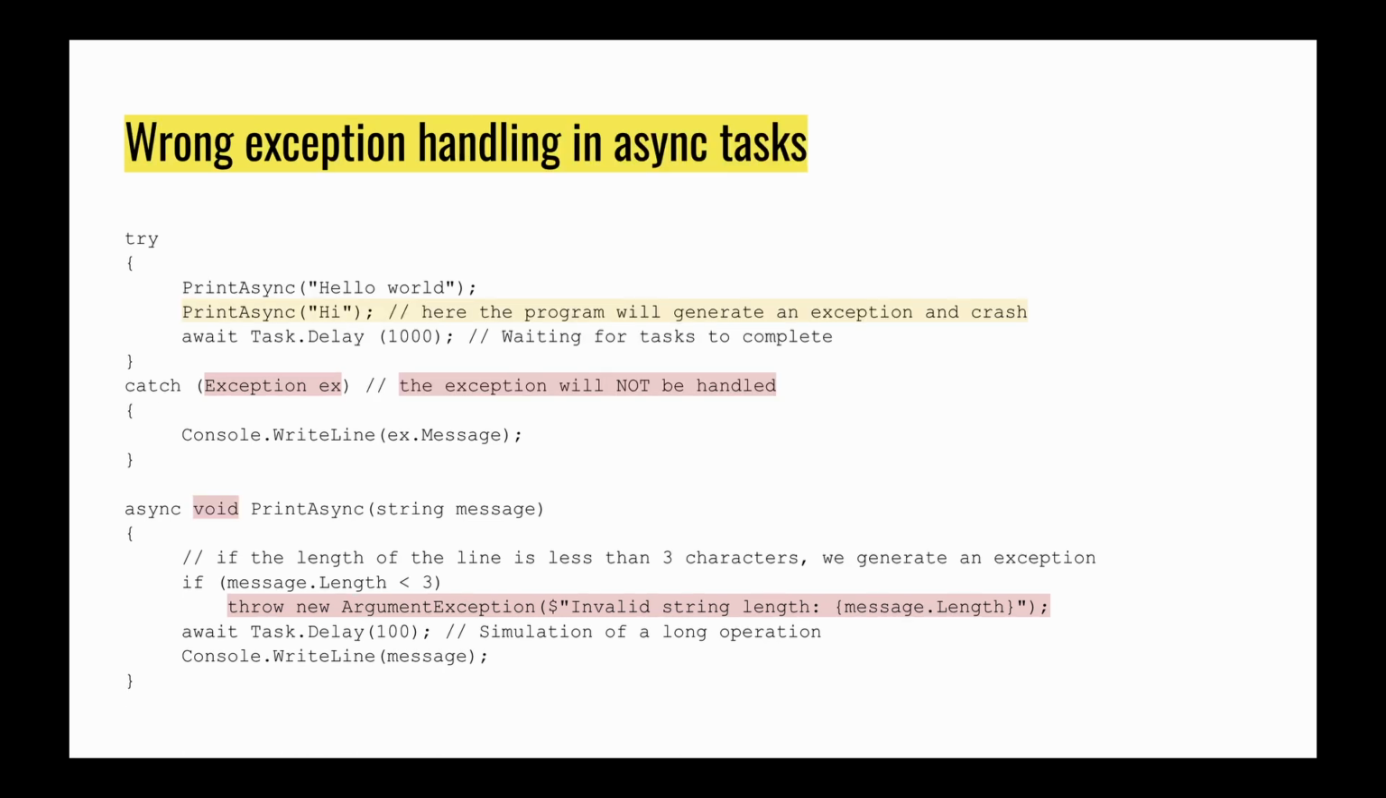It should be taken into account that if the asynchronous method has the void type, then in this case the exception is not transferred to the upper context. Accordingly, we will not be able to process the exception when the method is called. In this case, even though the asynchronous methods are called in the try block, the exception will not be caught and handled. This is one of the disadvantages of using asynchronous void methods.